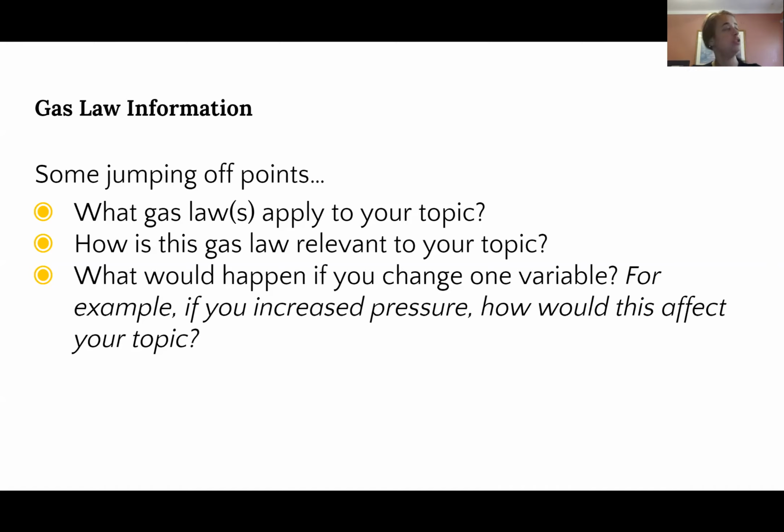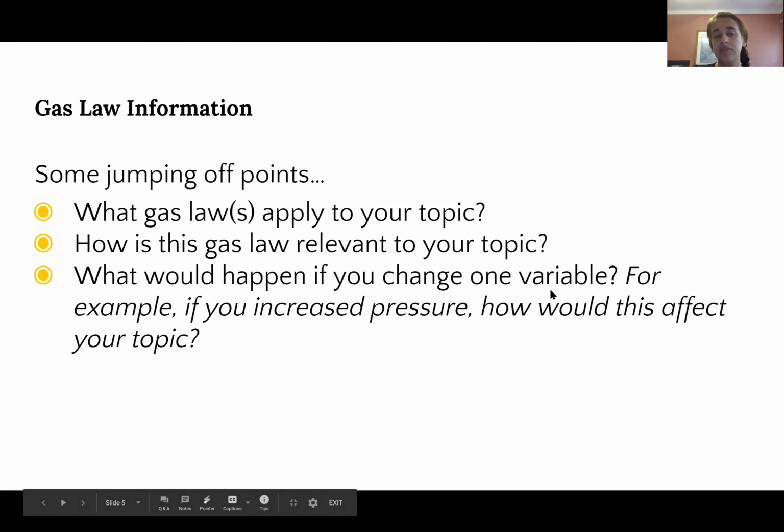How did scientists, chemists, physicists use this gas law to make this phenomenon work? If it's a hot air balloon or scuba equipment, or airplane cabin pressure, how did they manipulate these variables, or how did they use these variables and how they affect each other to make this phenomenon work? And then, what would happen if you change one variable? For example, if you increase pressure, how would this affect the rest of the variables in your topic?